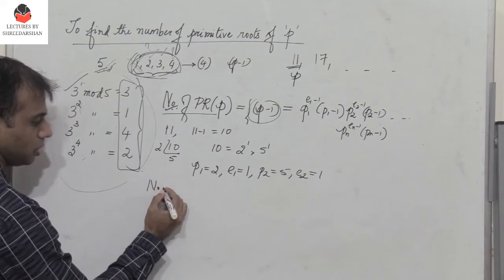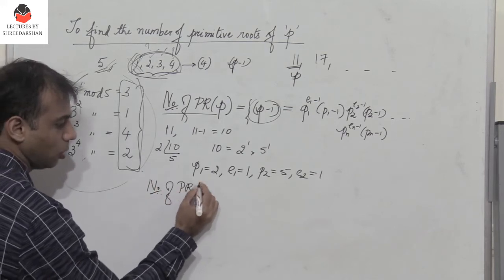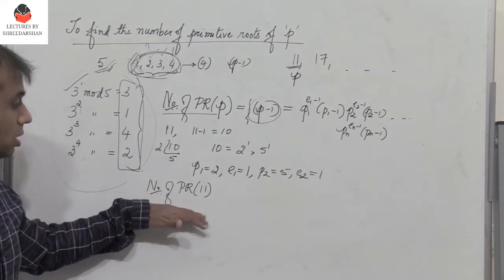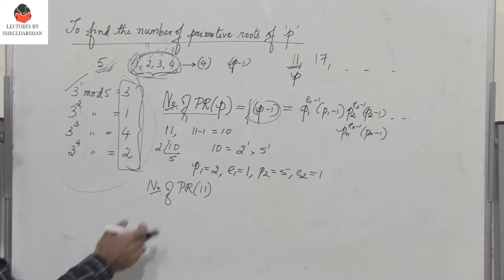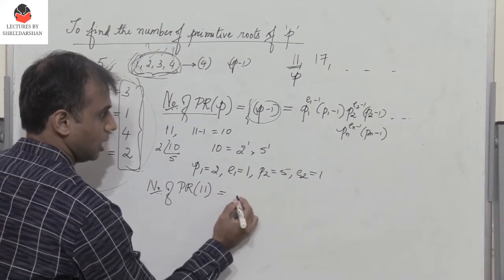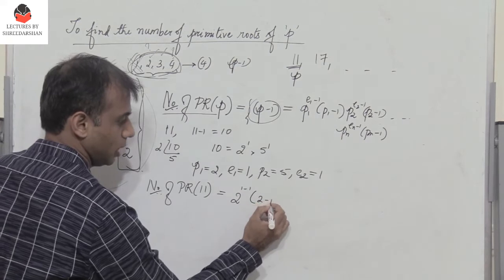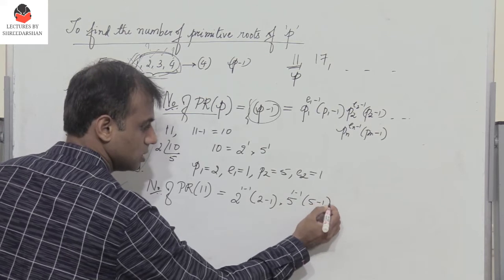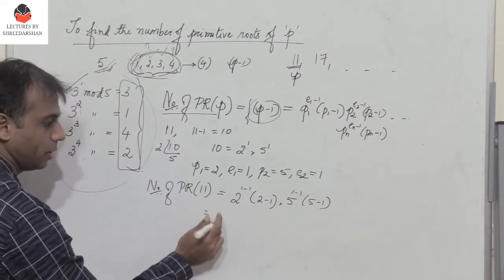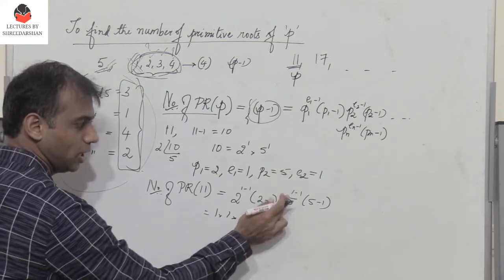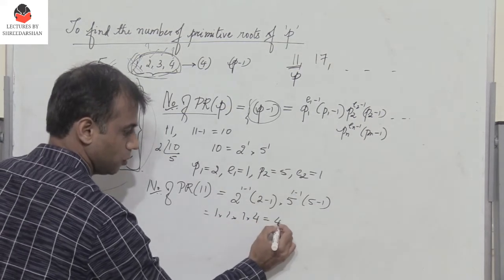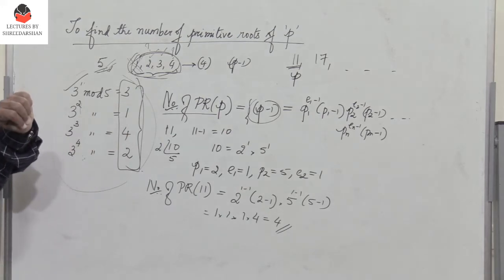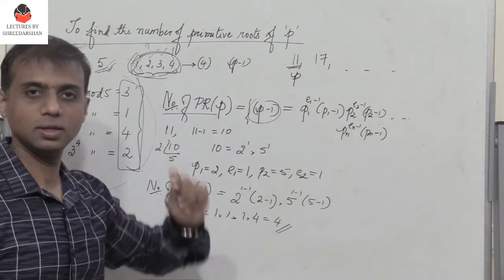So the number of primitive roots of P: we are actually trying to find how many numbers are primitive roots of 11, and I get that by using this expression. Now I have 2 to the power 1 minus 1 into 2 minus 1 into P2 is 5 to the power 1 minus 1 into 5 minus 1. So what do I get? I get 2 power 0 is 1 into 1 into 5 power 0 is 1 into 4, which is 4. So this essentially means that there are 4 numbers which are primitive roots of the number 11.